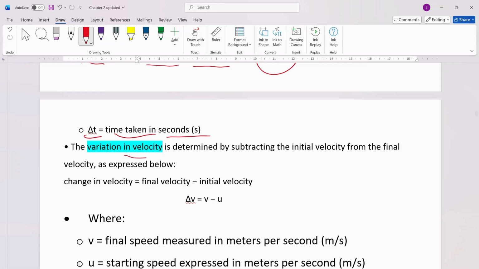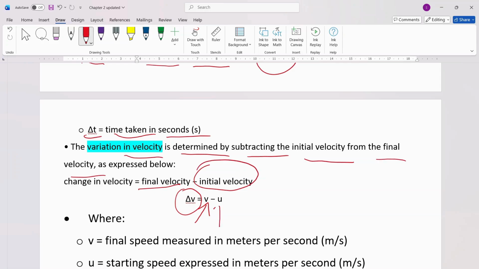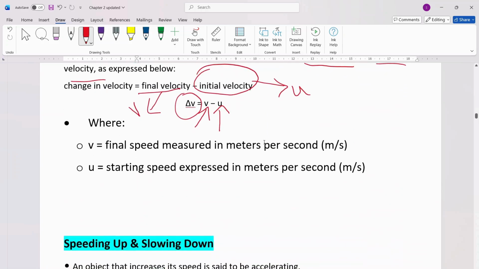The variation in velocity is determined by subtracting the initial velocity from the final velocity. So delta v is equal to final velocity minus initial velocity, where the final velocity will definitely be greater than the initial velocity. Initial velocity is shown as u and final velocity is shown as v. Final speed measured in meter per second is v, and u is the starting speed expressed in meter per second.